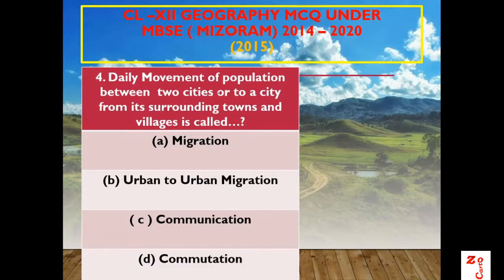Daily movement of population between two cities or to a city from its surrounding towns and villages is called A. Migration, B. Urban to urban migration, C. Communication, D. Commutation. D. Commutation.